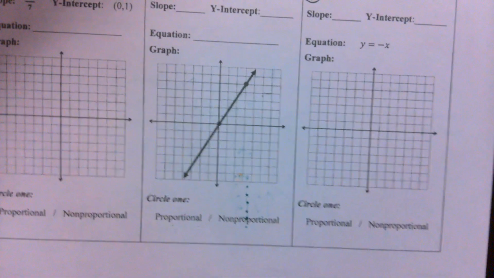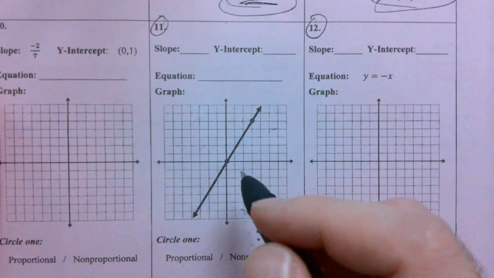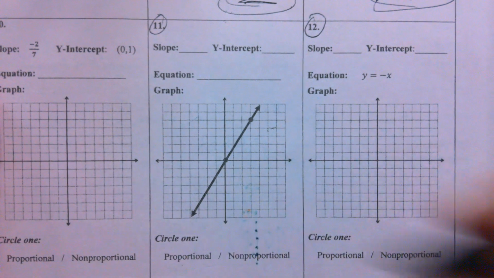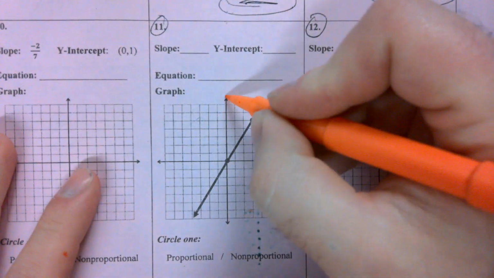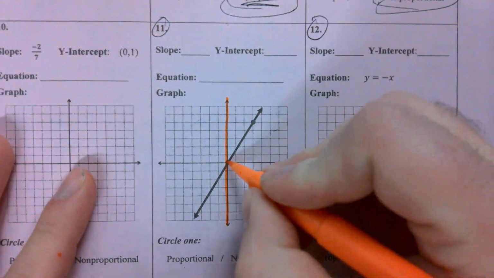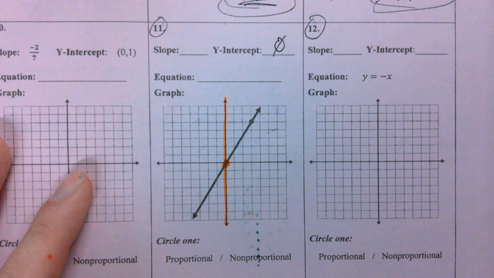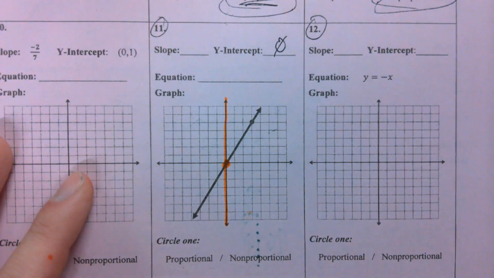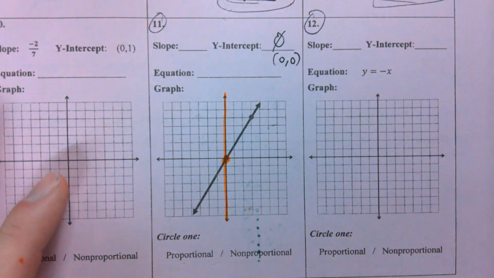Last two, down to 11 and 12. Seems like we're having some trouble starting with the graphs. It's understandable. Where's my y-intercept in number 11? Where do I cross this y-axis? 0. At 0. So my y-intercept is going to be 0. Now you could write it as 0. You could write it as the point 0, 0. Either one is fine.